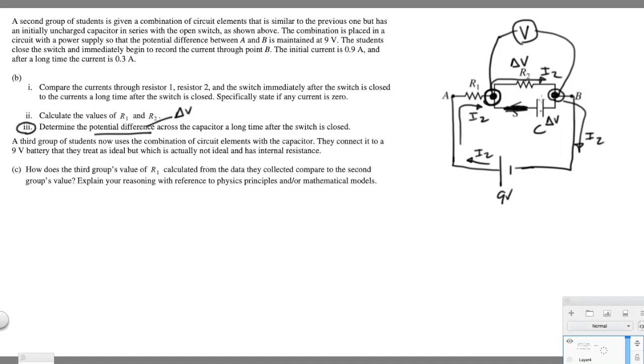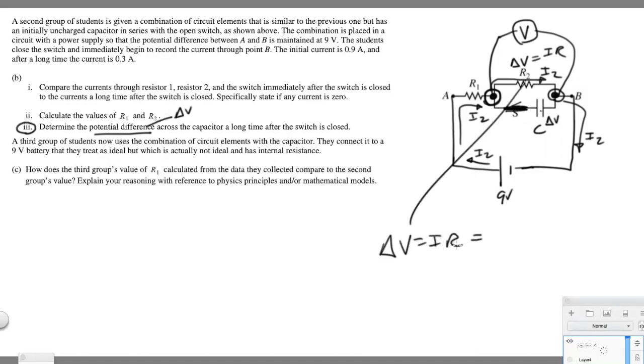So I think the easiest way to find the voltage across the capacitor is to find the voltage across R2. If we can find the voltage across R2, we have found the voltage across the capacitor, because R2 and the capacitor are connected in parallel. So how do we find the voltage across R2? Just use Ohm's law. Finding the voltage across R2, delta V equals IR.